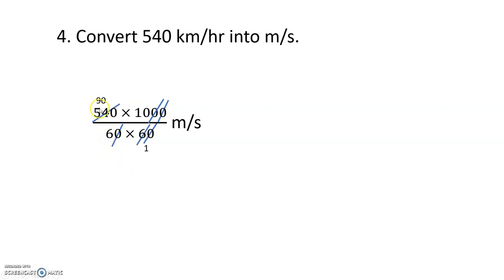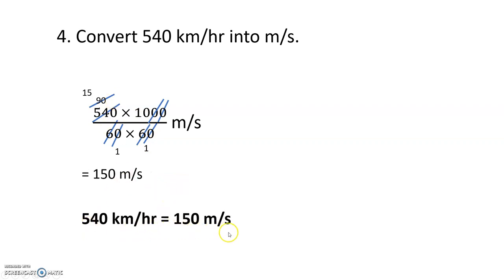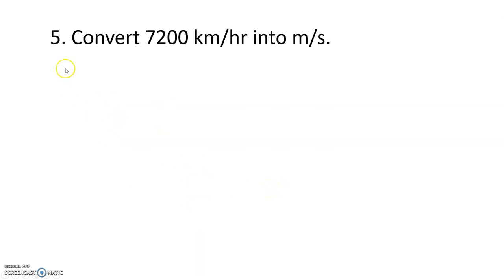Now 6 and 90 are again divisible. That is 6 ones are 6 and 6 15s are 90. Now 15 multiplied by 10 will be 150 meter per second. So 540 kilometer per hour is equal to 150 meter per second. Let's move on to the next sum.